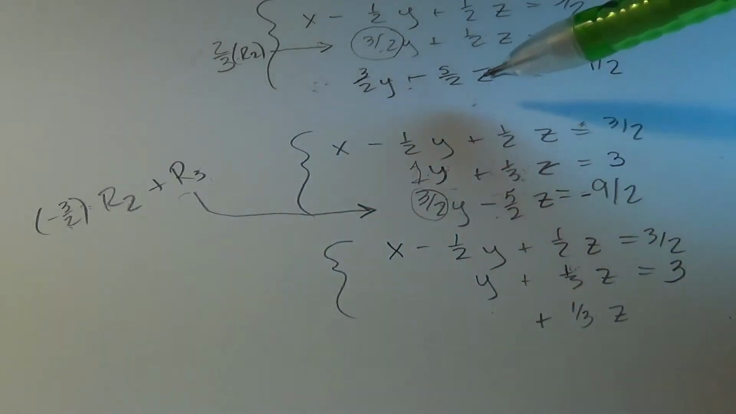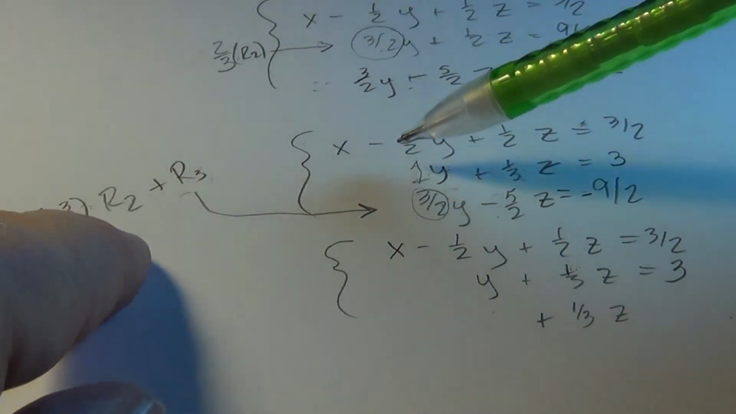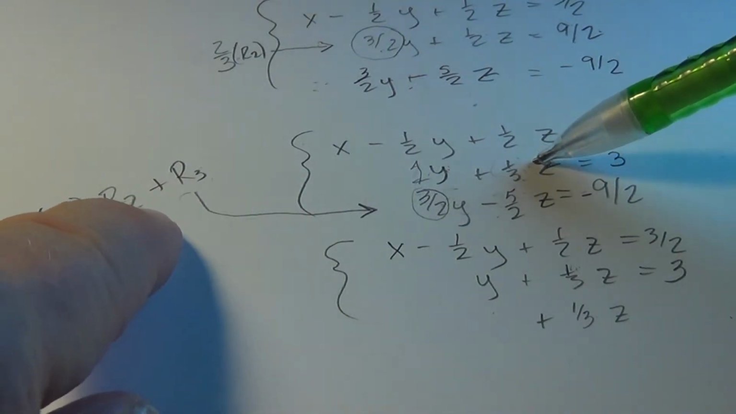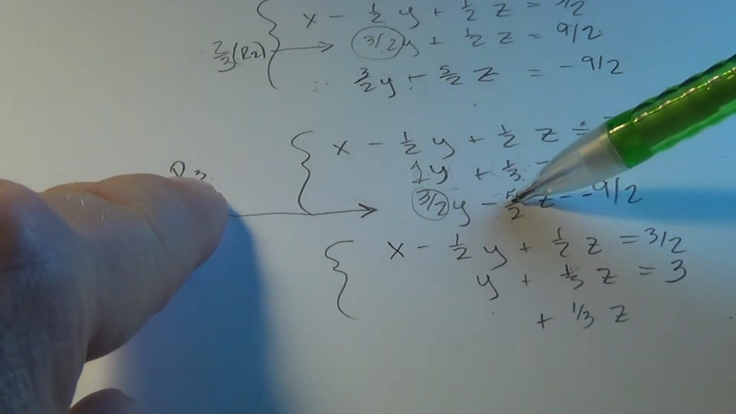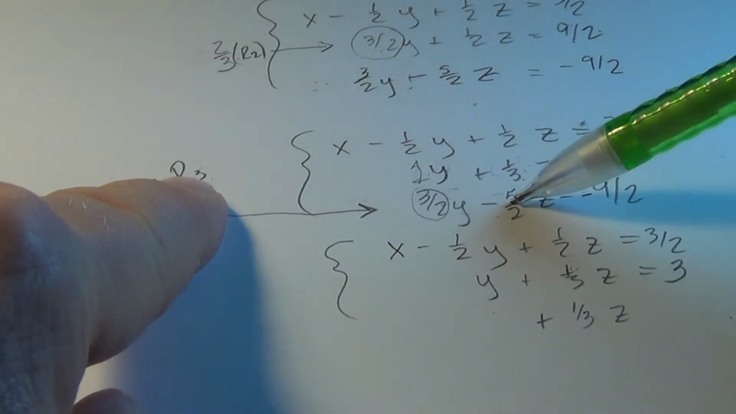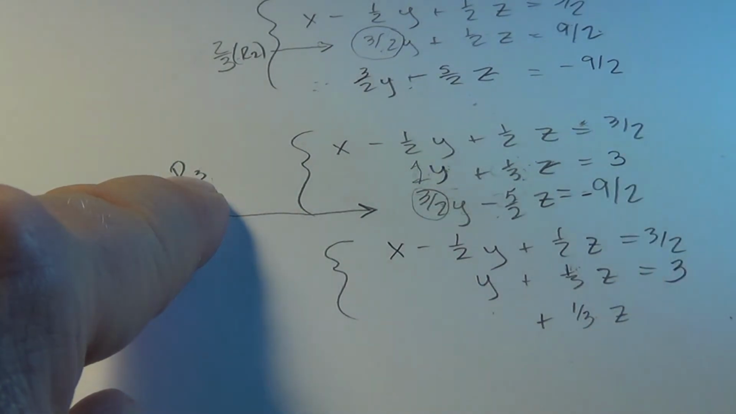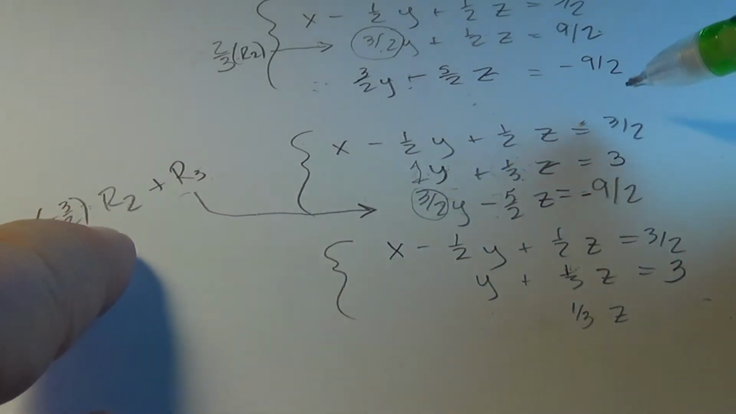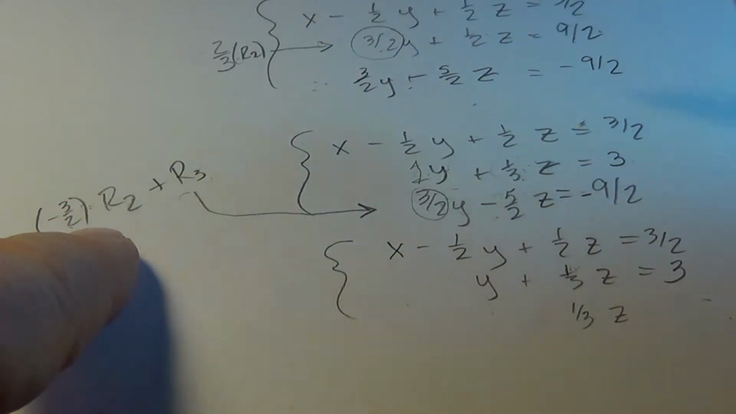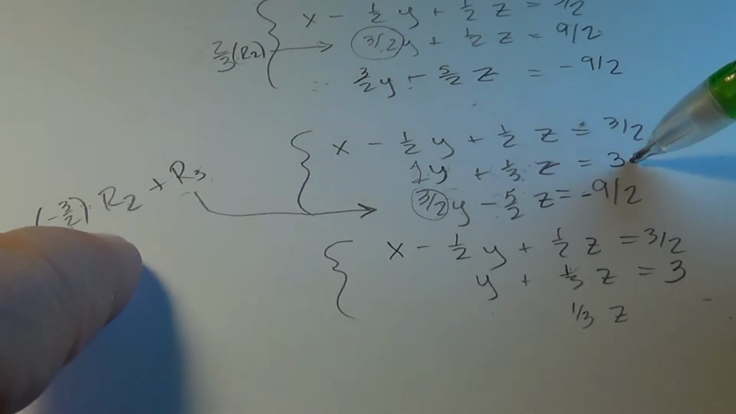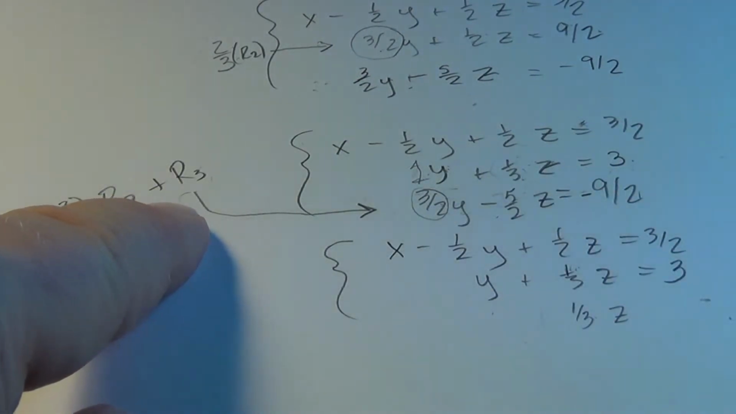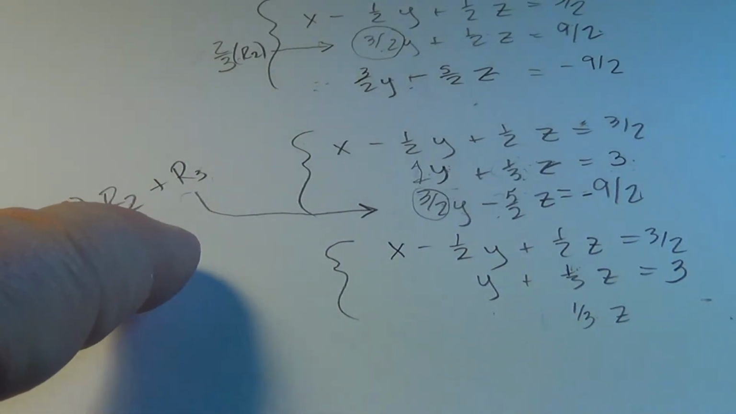And I got negative 1/3 times the element in row 2, so that's negative 3 halves times 1/3, added to row 3. So I added it to this, negative 5 halves, and I got a positive 1/3 z. And lastly, I have to do that with the constant as well. So negative 3 halves times 3 minus 9 halves.